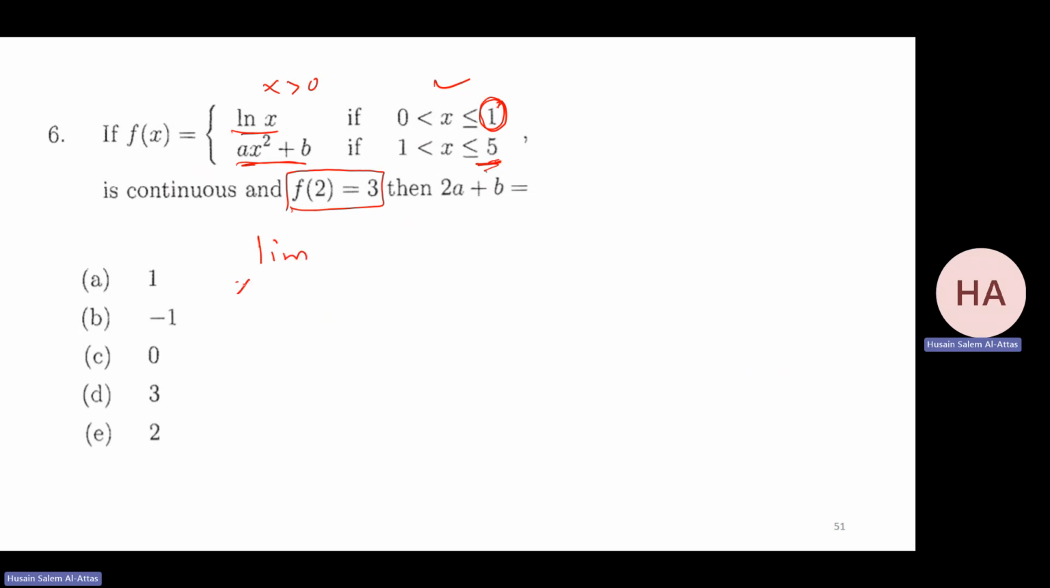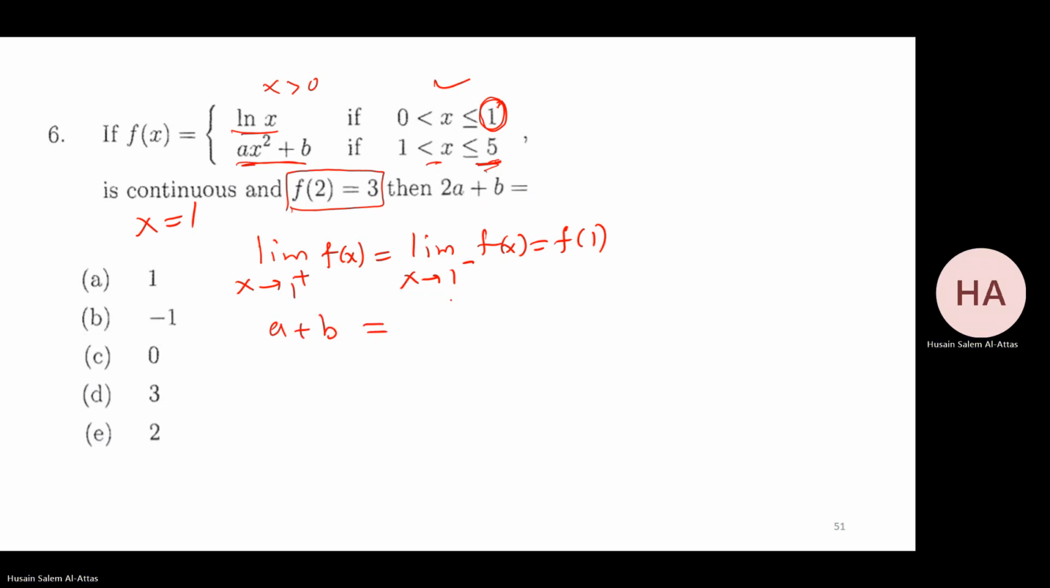So I have the limit as x goes to 1 from right equals the limit as x goes to 1 from left, equals f at 1. From the right, I'm here, that will be a plus b. From the left, I am here, ln 1, which is 0. So it means a plus b is 0, a equals minus b.